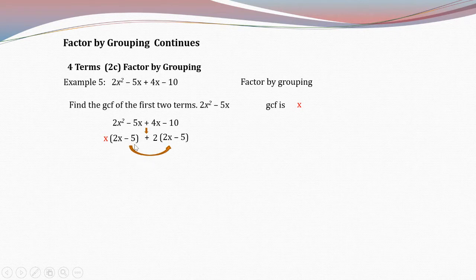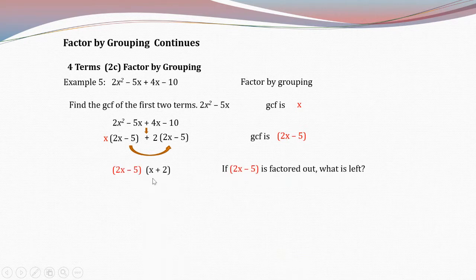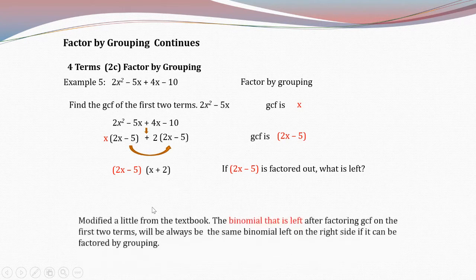Okay, now, students might ask me, Mr. Isasi, will it always work? Yes, if you can factor by grouping, what was left after you factor out the x will always be on the right side also. So the GCF will be 2x minus 5. So if I factor out 2x minus 5, what's left? The x plus 2. So this is how you factor by grouping.